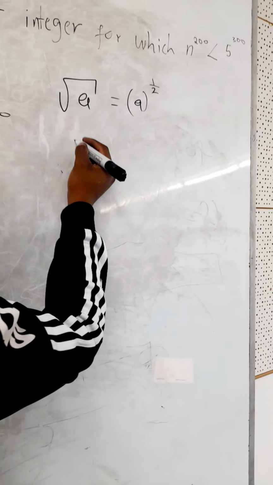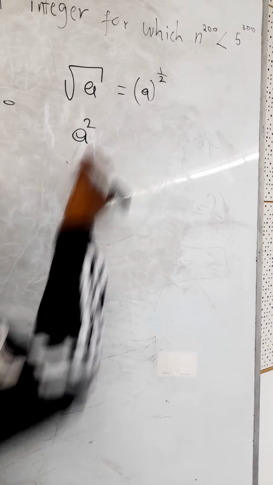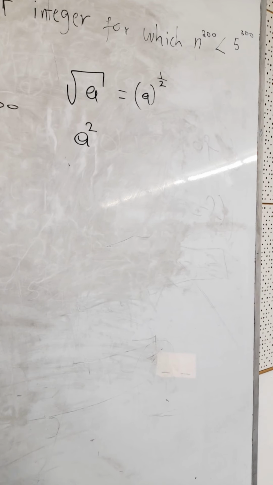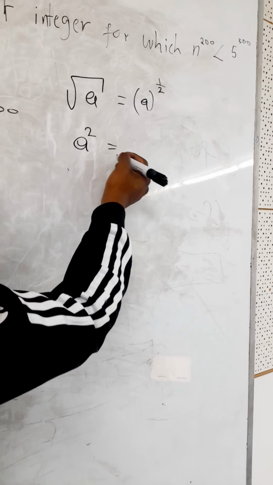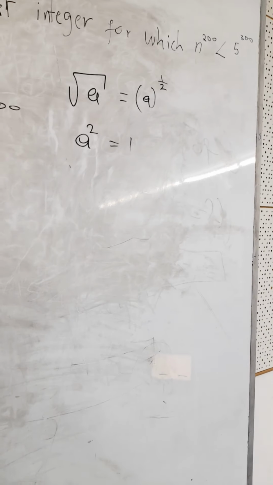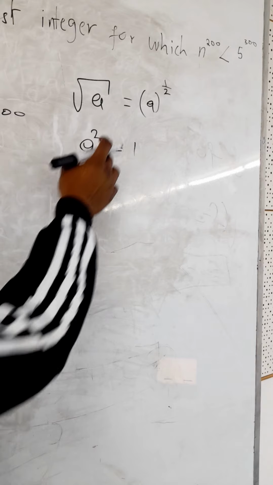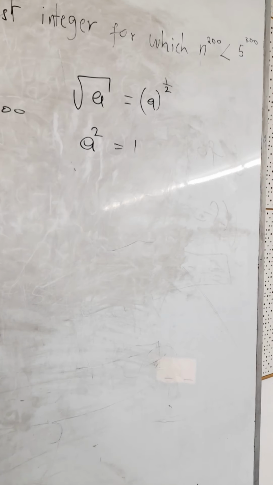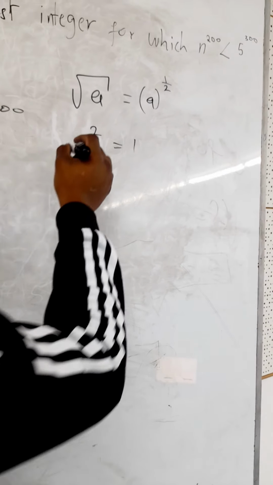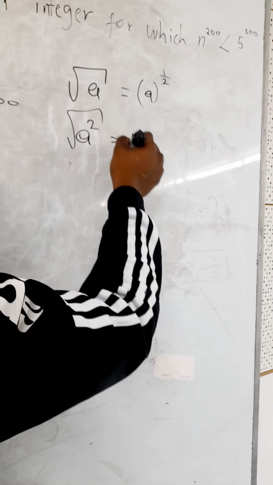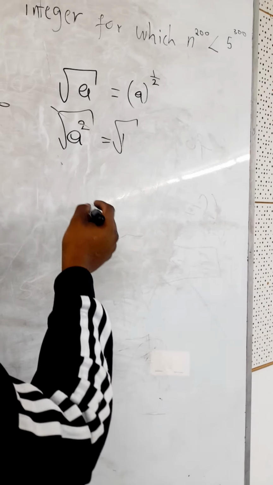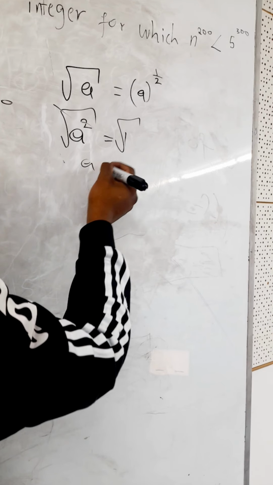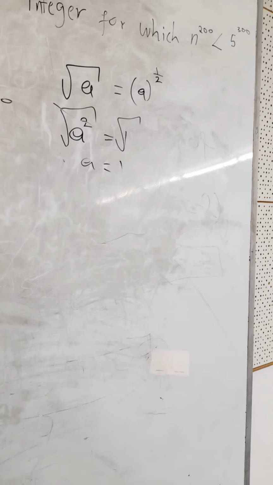If we have a squared equals 1 and we want to solve for a, not a squared, what is it that we do? Simply square root both sides, so that these can cancel, so that you can have your a equals 1. The same also applies to this problem.